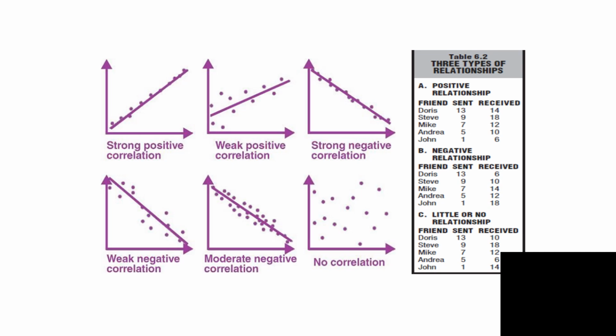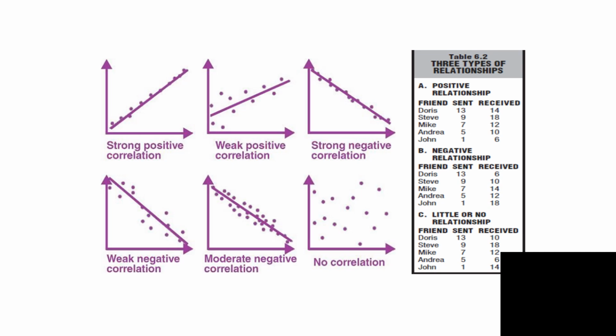These are some of the correlations: strong positive correlation, weak positive correlation, strong negative correlation, weak negative correlation, moderate negative correlation, and no correlation. Strong positive correlation means the two variables change at the same rate. For example, if the value of one variable increases, the other variable also increases in the same way. If it decreases, the other also decreases in the same way. The opposite happens in weak negative or strong negative correlation. For example, if one variable value sharply increases, the other variable value sharply decreases.